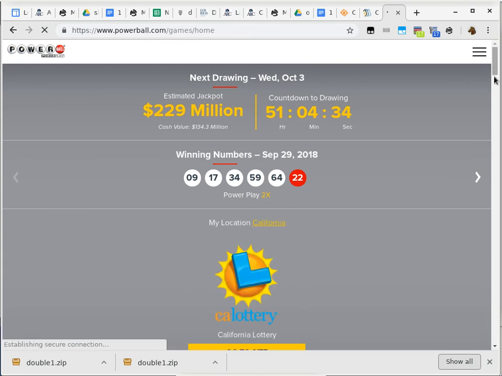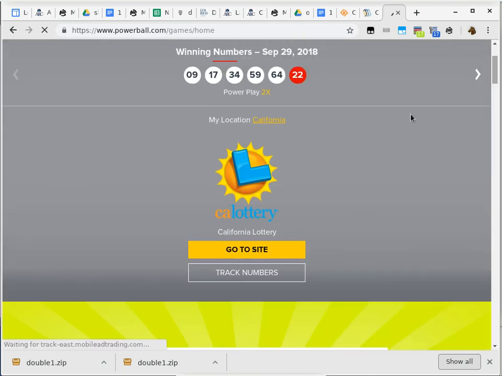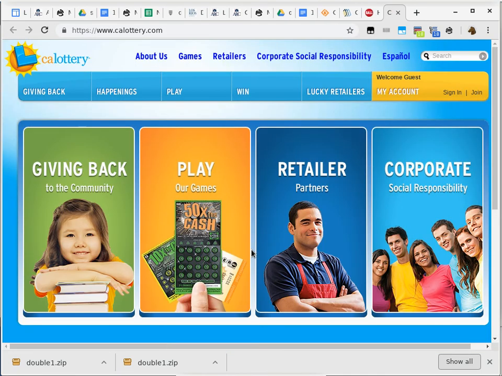Wow. That's kind of big. Oh, and then at the bottom it says cash value, 100 something million. Like they take away the taxes. Yeah, but what they did not factor in is you can have multiple winners.